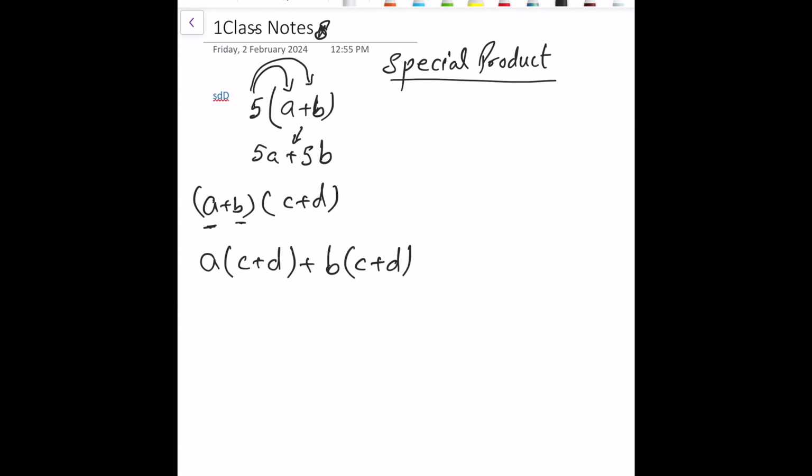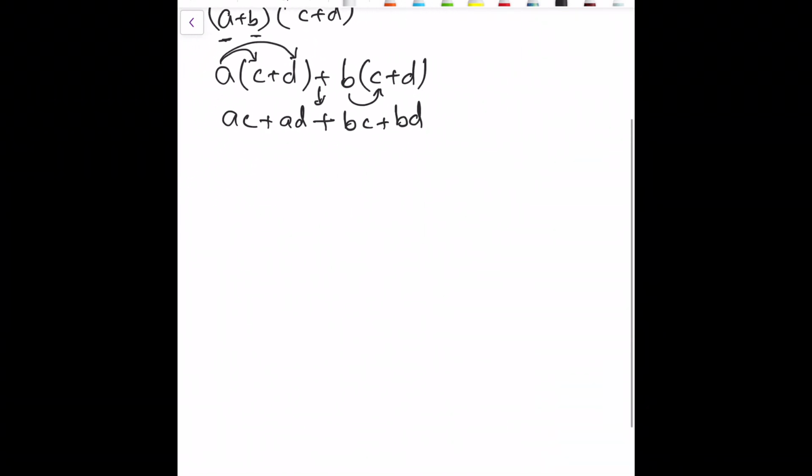Now apply a inside: a times c is ac, and similarly a times d is ad. Similarly we put the plus sign, and then b times c, bc, plus b times d. So this is how we have done it. Now we will build on top of this.